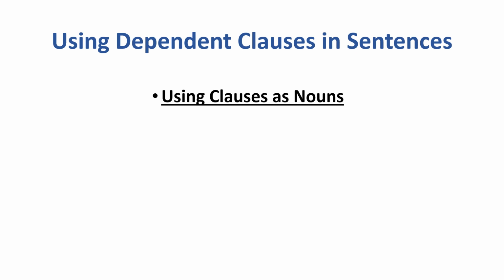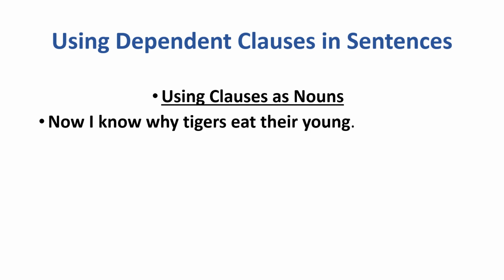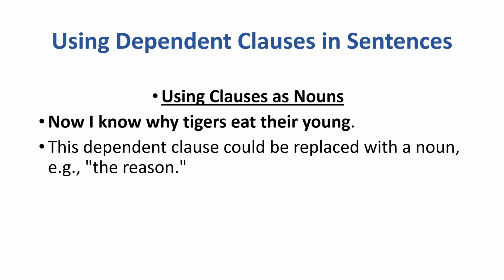Again, use of clauses as a noun. An example is: No, I know why tigers eat their young. Here the dependent clause could be replaced with the noun phrase the reason. ठीक है, now I know को आप इस तरह से भी कर सकते हो, the reason why tigers eat their young.